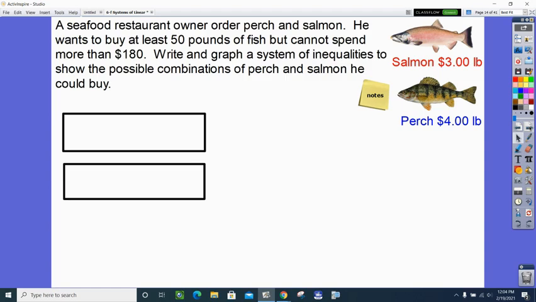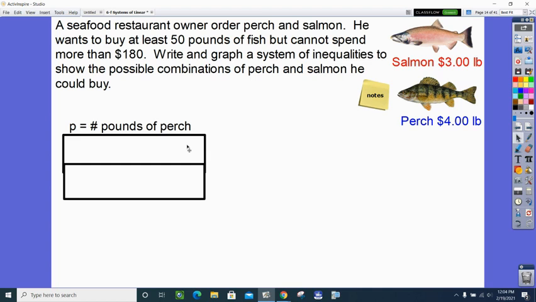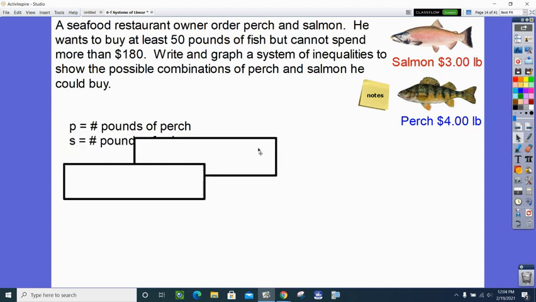And don't forget, we need to define our variables. I'm going to start by defining the variables just so we'll all have the same variables in our inequalities. I'm going to let P be the pounds of perch. There's a shocker. And I'm going to let S be the pounds of salmon.